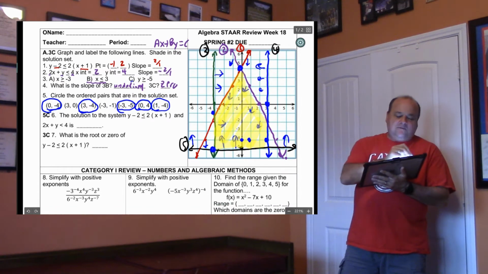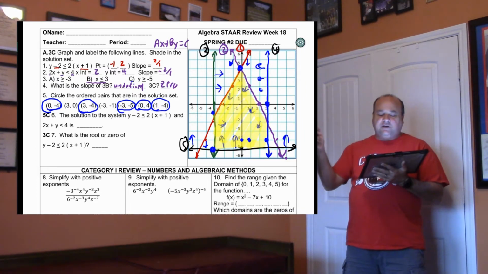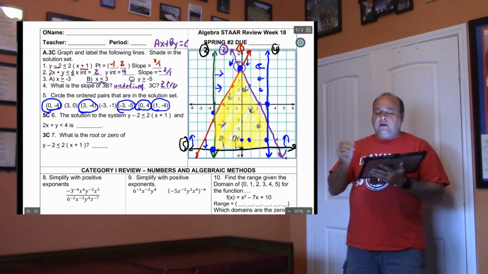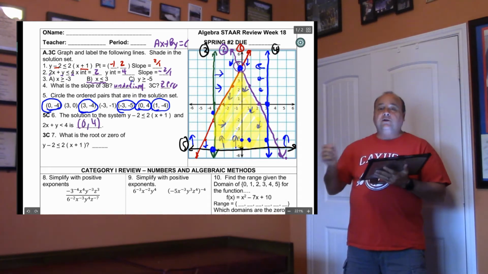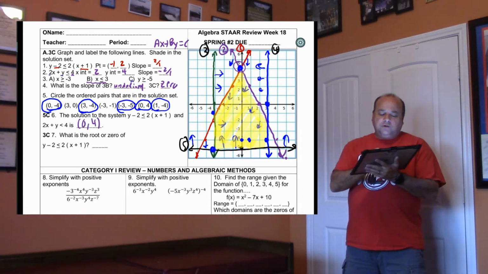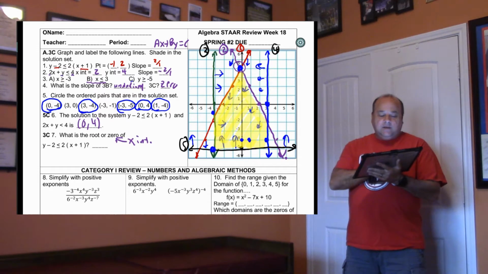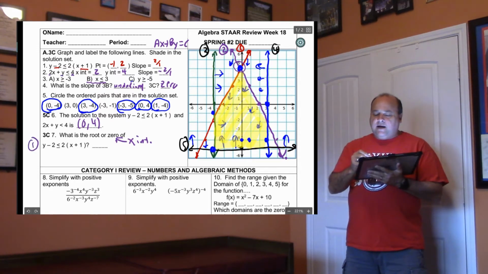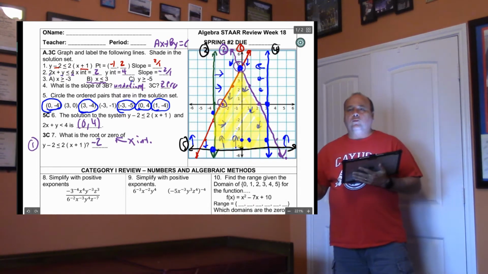Number 5 or number 6, the solution is where the lines cross. It's the intersection point. And it's the intersection point for number 1 and number 2, which is right here, which is at 0 comma 4, right? Or the y-intercept. And then the root or 0, that's your x-intercept. Don't ever forget that. The root or the 0 is your x-intercept, and this is line number 1. So line number 1 is right here. It crosses the x-axis at the negative 2. That would be your root or your 0.